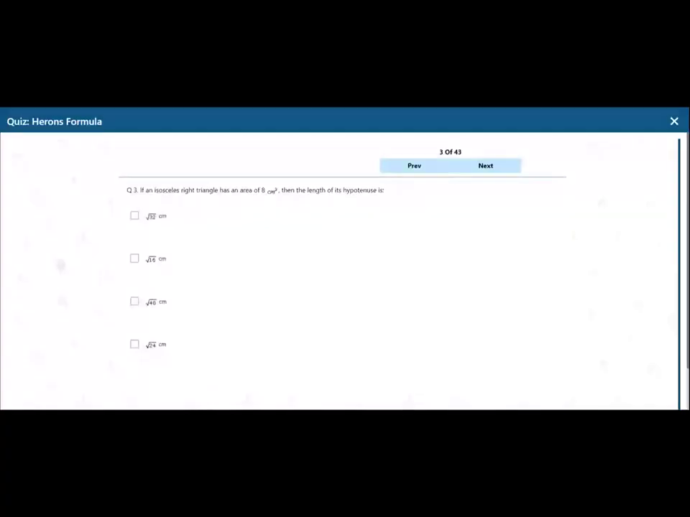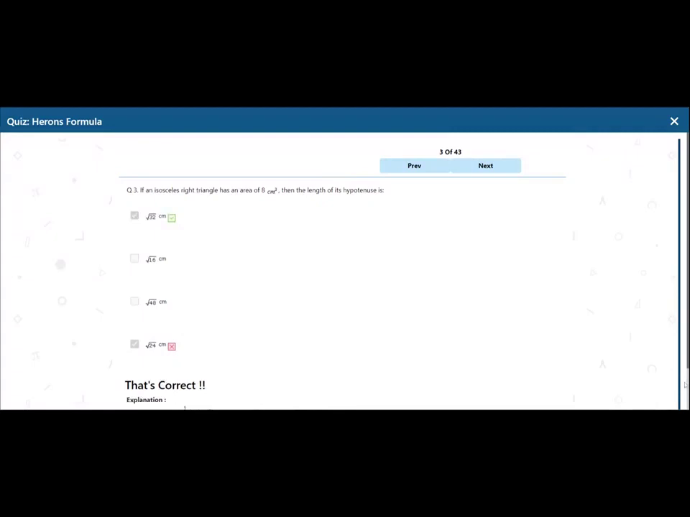Aishwarya, an isosceles right triangle has an area of 8 centimeters square. You have to find the length of the hypotenuse. Half base into height is 8. Option A, ma'am. Option D. Option C. Which one? Option A, ma'am.